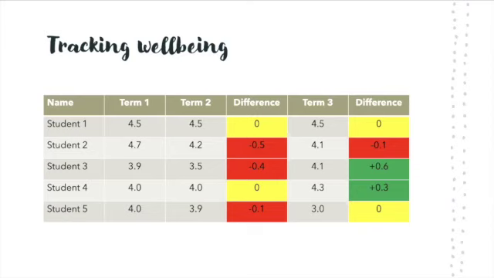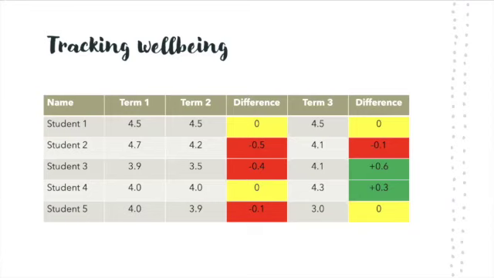But then I've added term 3 on the right, and then I've again worked out the difference, and I've chosen to do term 3 to term 2. You could go term 3 to term 1 if you wanted, totally up to you. But you'll notice there that, okay, there has been a bit of an improvement. 2 students have increased quite significantly. Student 3 has gone from a 3.5 to a 4.1. So that's just a way of tracking and checking in on their wellbeing.